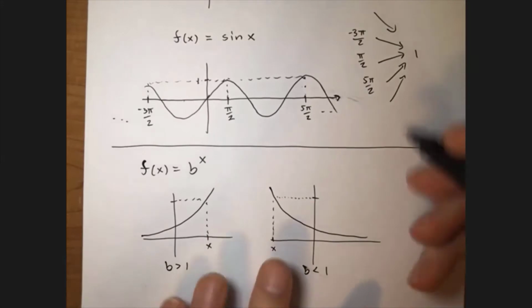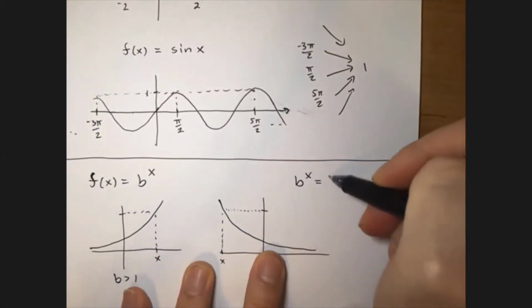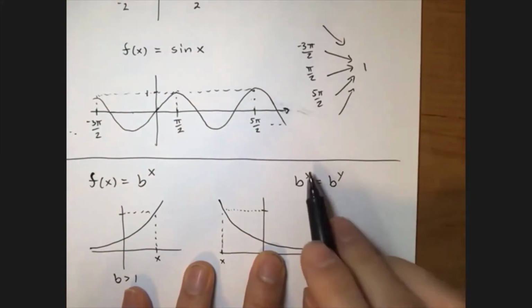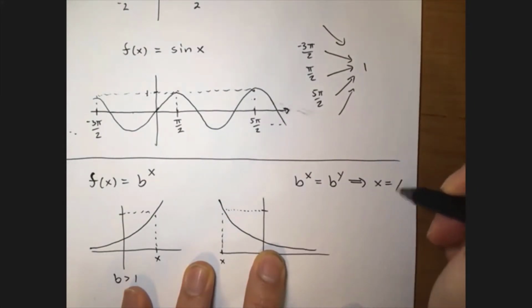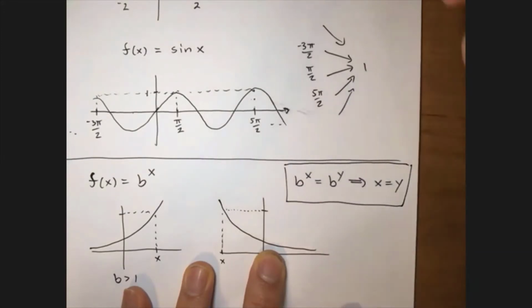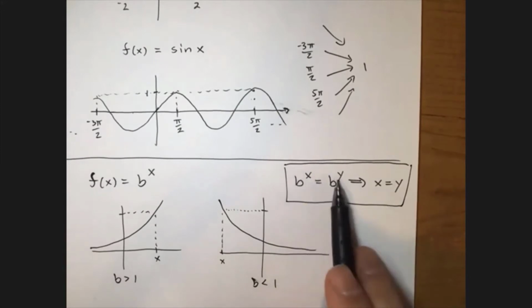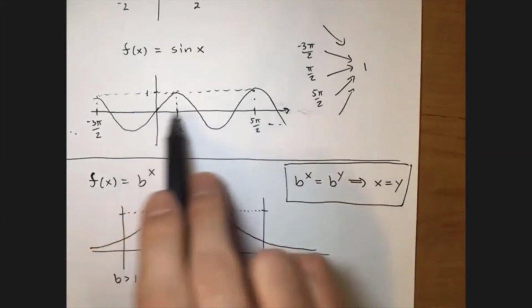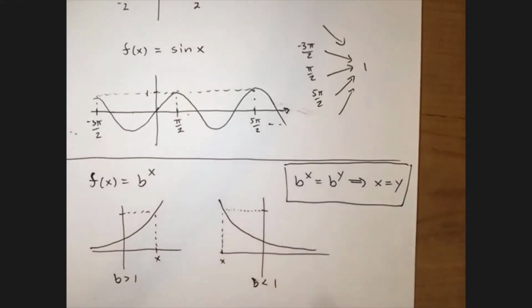Because of that, we have this nice property. If b to the x equals b to the y, so if the outputs are the same, then the inputs must have been the same. x must have equaled y. That's a property that 1-to-1 functions have, that these other functions we looked at don't have. Just because the two function values are the same doesn't mean they came from the same place. In fact, the sine came from many different places to equal 1. But here, if the two outputs are the same, the inputs must have also been the same.